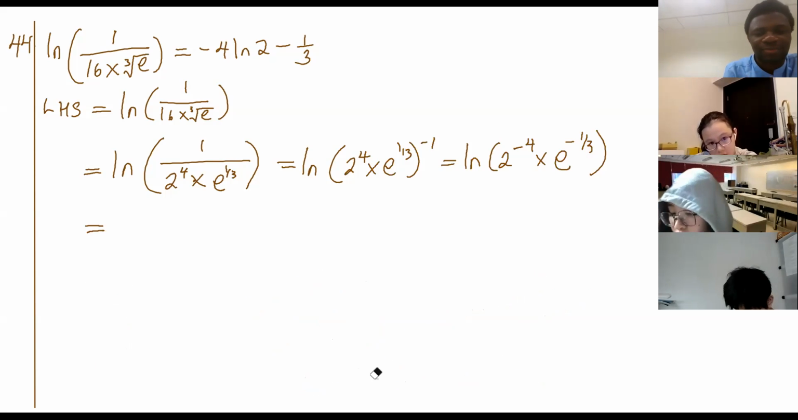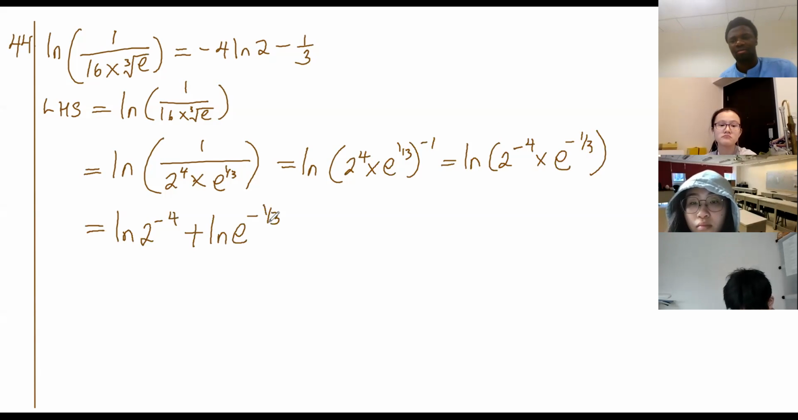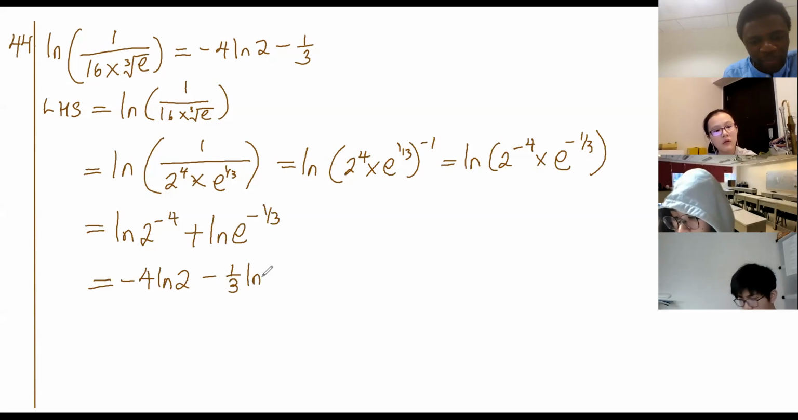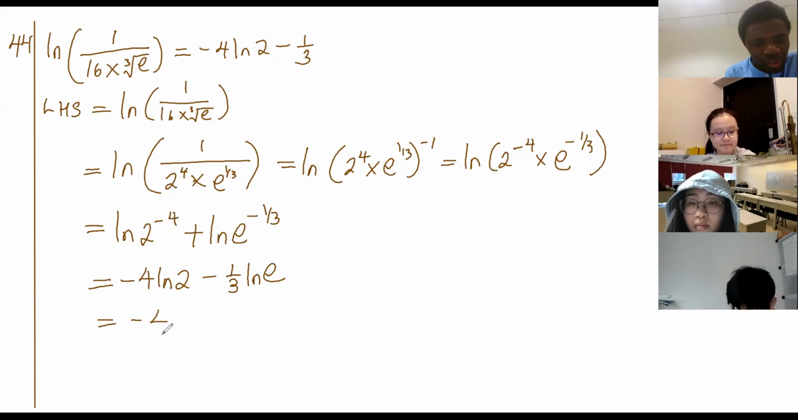What do you do next? I separated them. Separate them, good. So ln 2 to the power minus 4 plus ln e raised to power that. Yes, what do you do next? Yeah, and then I move the -4 to the front. Wonderful. This is plus minus, so you just write minus. You don't have to waste time. And this is one of them, right? Minus 4 ln 2. You can see that already.